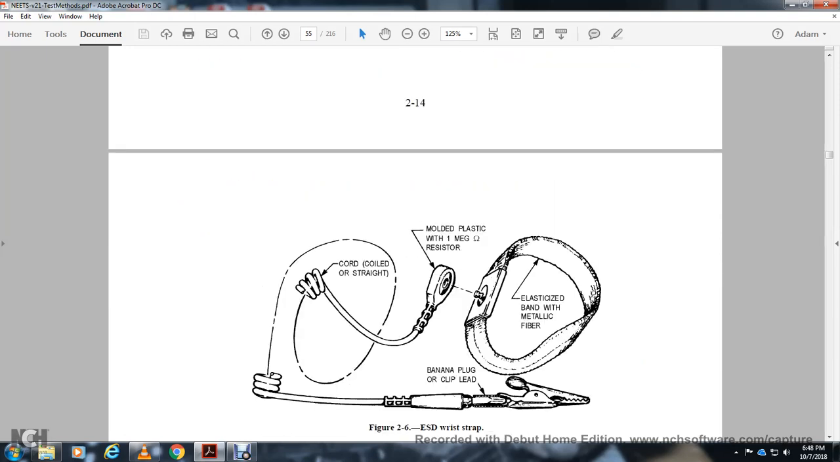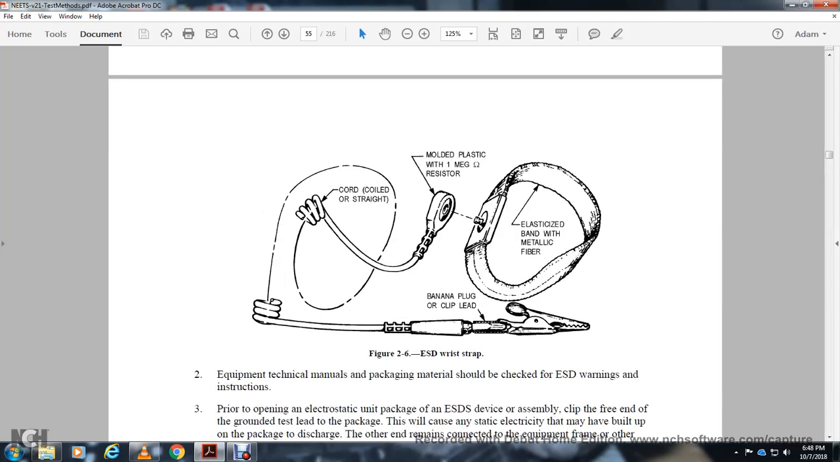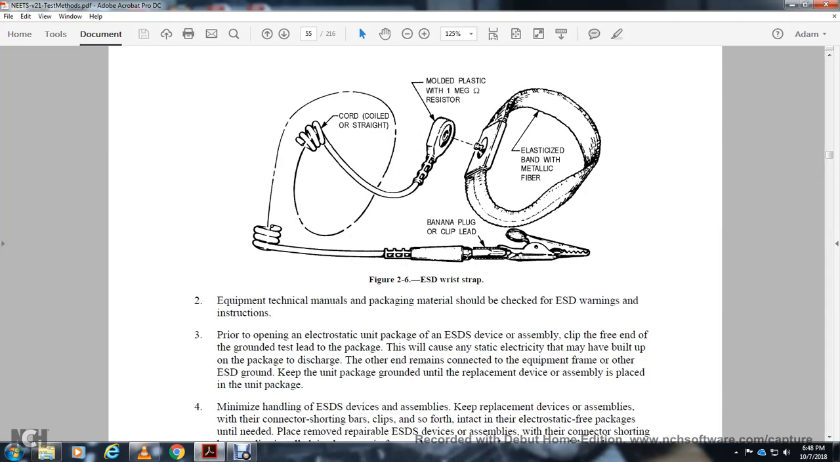This shows the cord, a straight cord with an elastic metal band, metallic fiber, banana plug, field clip lead, and a molded plastic 1 megohm resistor. Second, equipment technical manuals and package materials should be checked for the electrostatic discharge warning instruction prior to operating on electrostatic discharge sensitive devices.